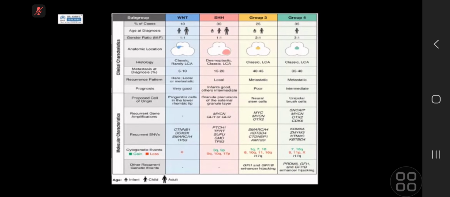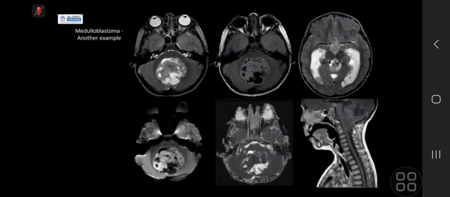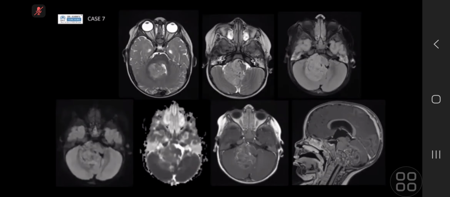Another example of medulloblastoma. I won't fault you if you thought this was ATRT, and this just shows you all the metastases in different parts of the brain. Okay, next case.